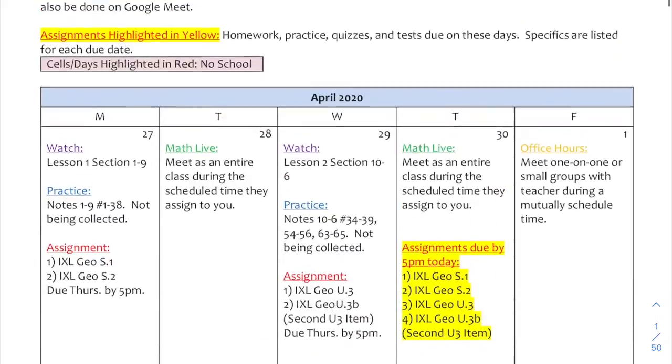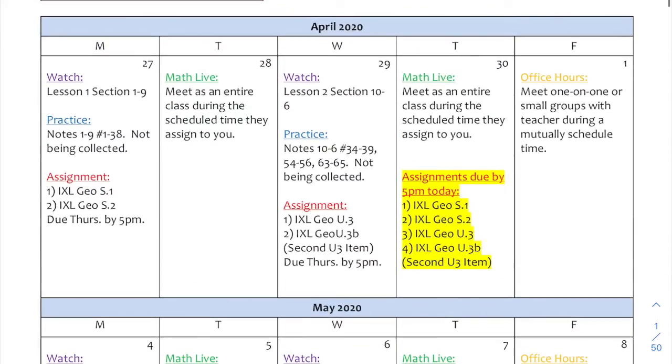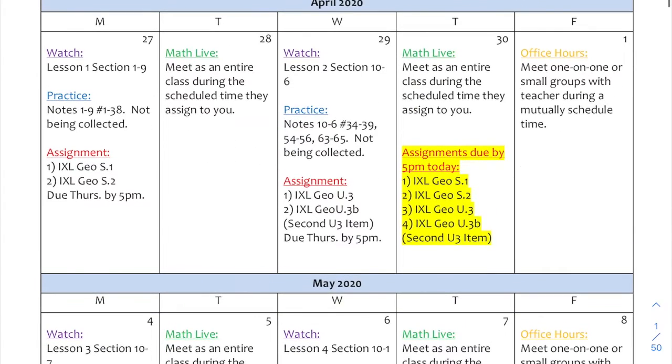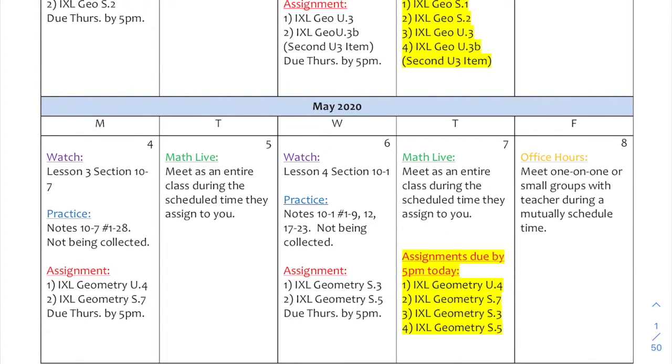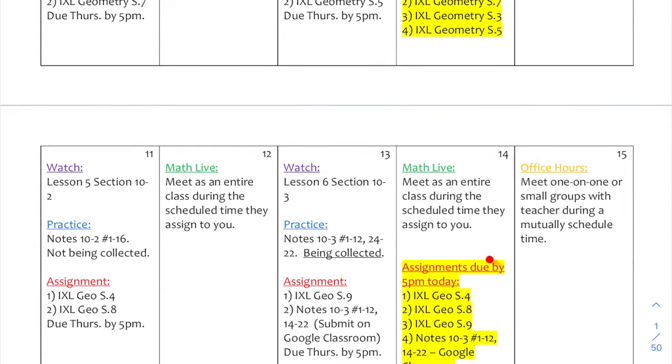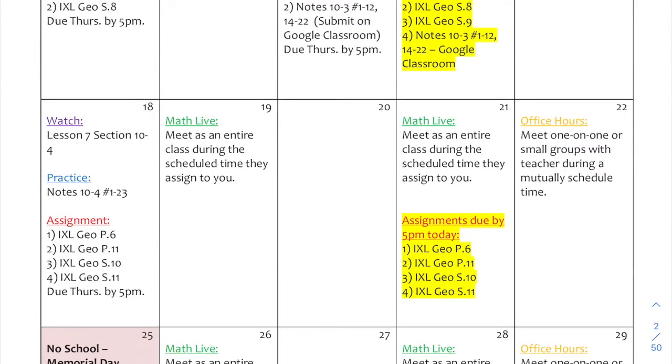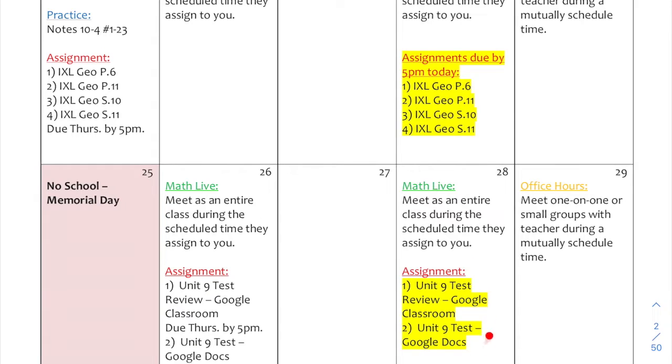And you will also have this updated schedule. So 2 lessons a week, watch 1 and 2, and then do 2 IXLs. Now you can do the practice in this packet as well. That will help prepare you for the test, but the IXL assignments are the ones that are graded. So 4 are due in a week, 4 are due the next Thursday, 4 again the Thursday after. Well, 3 of them along with the notes, and then 4, and then this week is a testing week. So it's just a test, review, and test, no IXL.